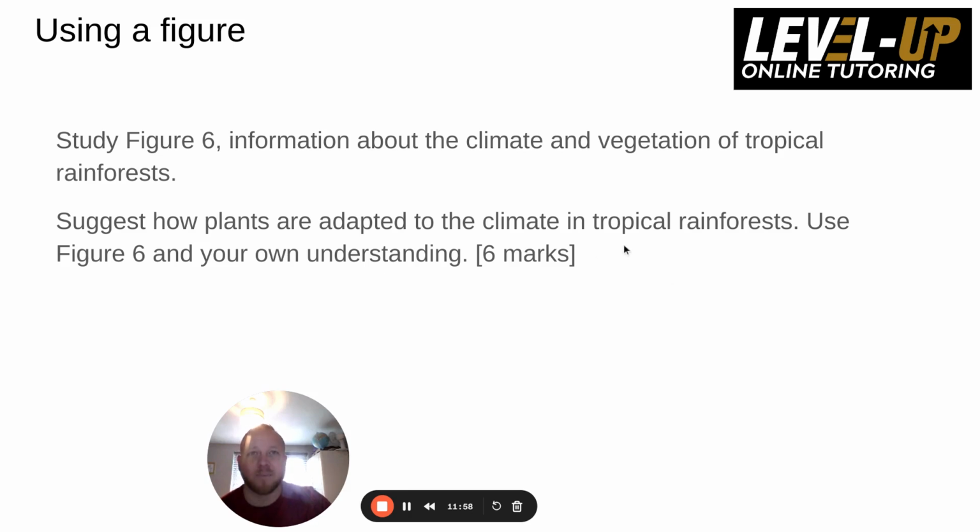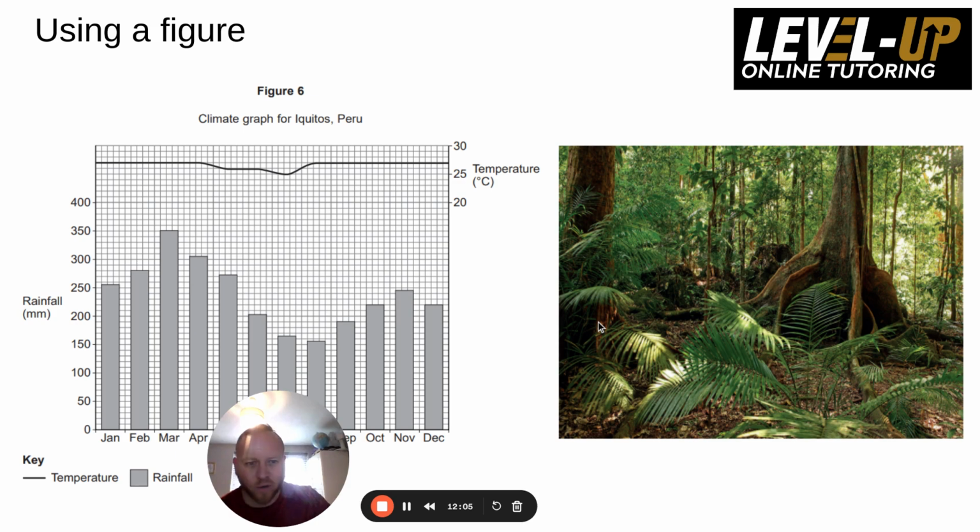Glance at the mark scheme. 6 marks, right. I know that means I've got to do 2 paragraphs. So how am I going to structure this? I've got to talk about the figure. They have not given me this climate graph for no reason. They want me to quote it. They want me to say, well, rainforests have lots of rain. For example, in March, there's 350 millimetres of rain.